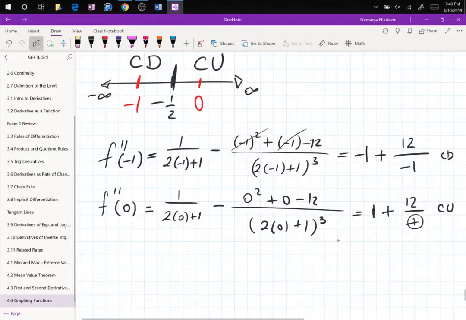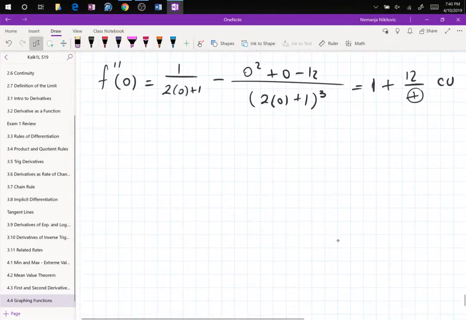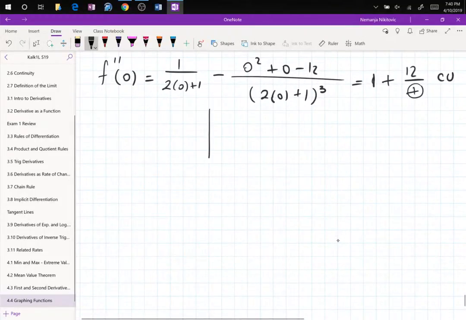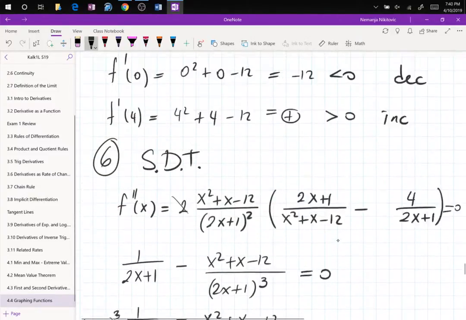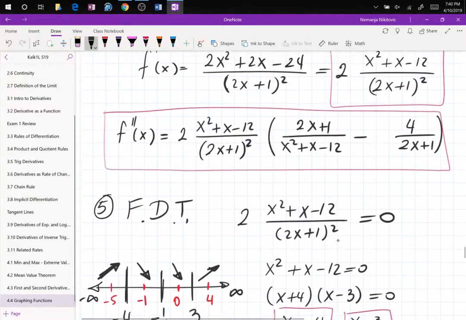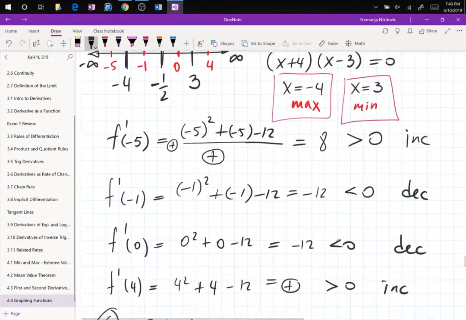And now I go and try to graph. What do I have in terms of points? Oh, I didn't calculate the y values for these.